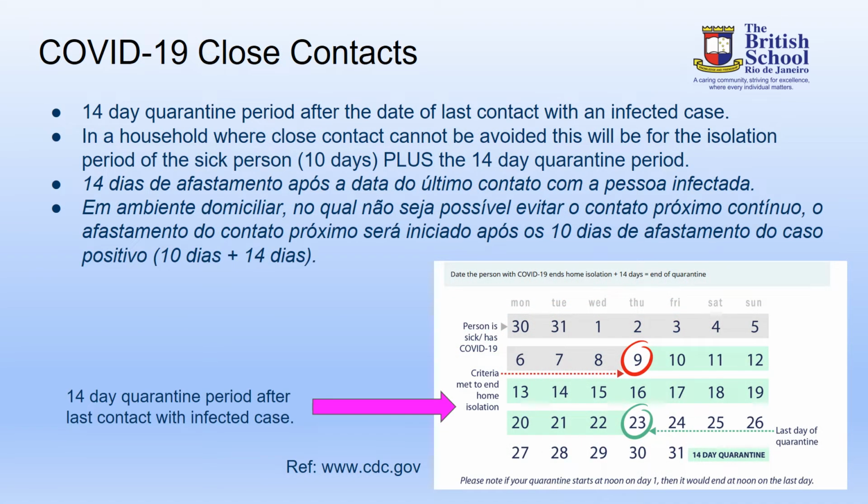Close contacts begin a 14-day quarantine period after the date of the last contact with an infected case. In a household where close contact cannot be avoided, this will be for the isolation period of the sick person, 10 days, plus the 14-day quarantine period. This is because the COVID positive case is considered infectious throughout those 10 days. The diagram illustrates how the quarantine period begins after the isolation period of the positive case.